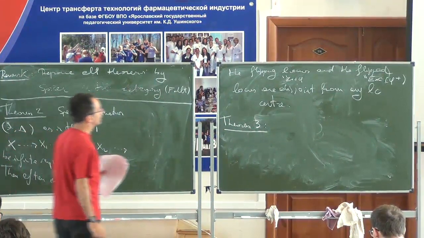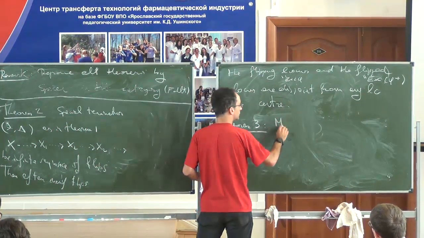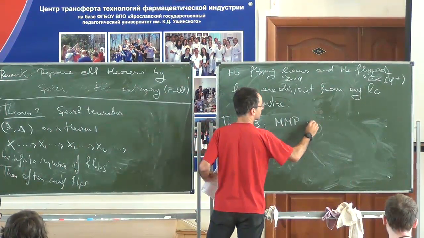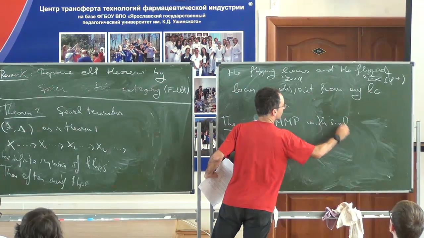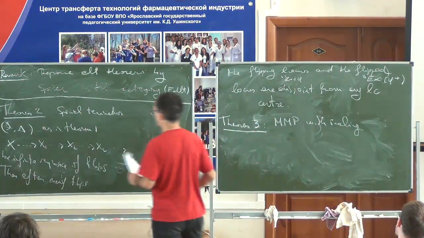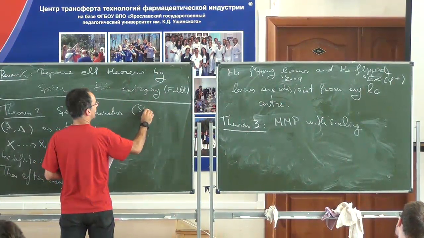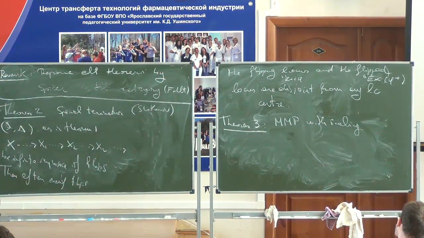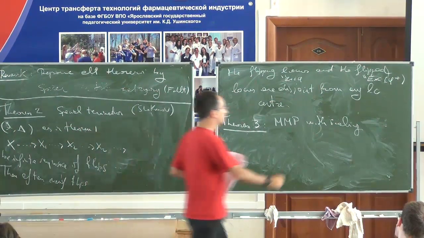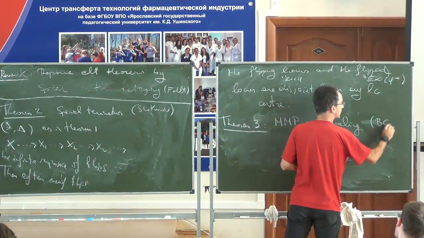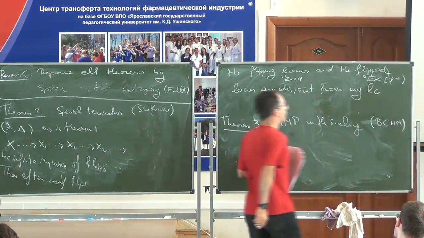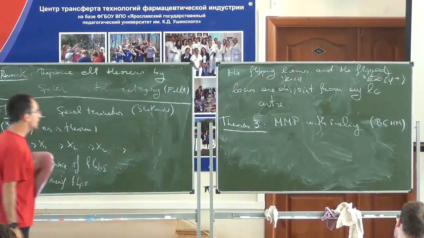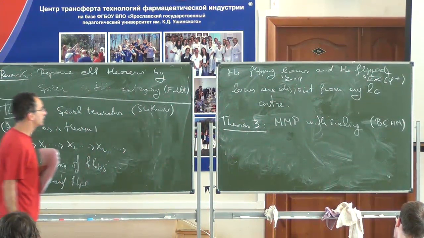Namely, the minimal model program with scaling holds. So maybe I should say some names. Here we are somehow generalizing a theorem by Shokurov, and here we are generalizing the main result of BCHM. So let me say what the setup is.